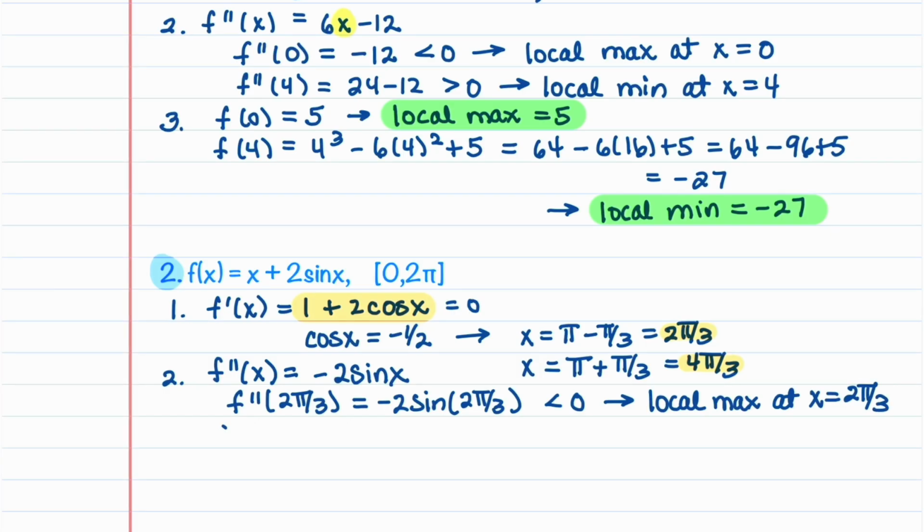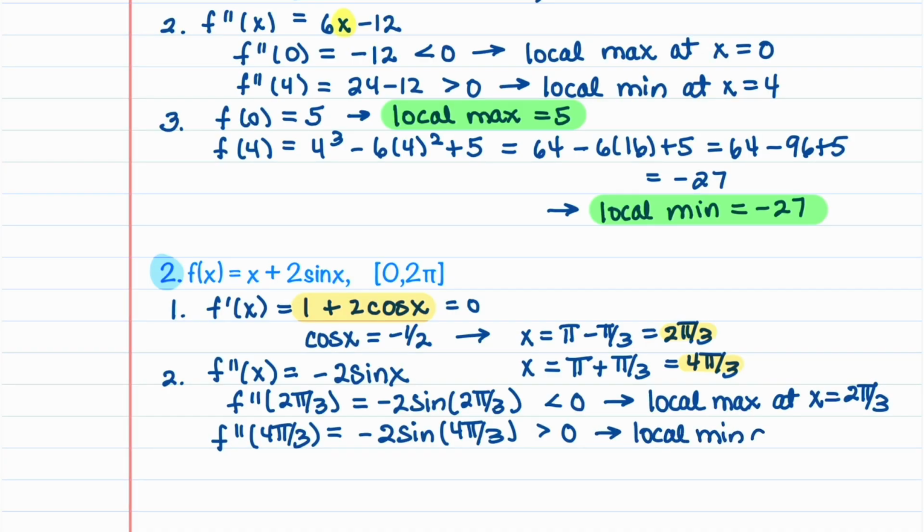Now let's find f double prime at 4 pi over 3. This is equal to minus 2 sine 4 pi over 3. Sine is negative in the third quadrant, so we have a negative times a negative, so this is going to be a positive, so we'll mark it as greater than 0. And this tells us that we have a local min at x is equal to 4 pi over 3.